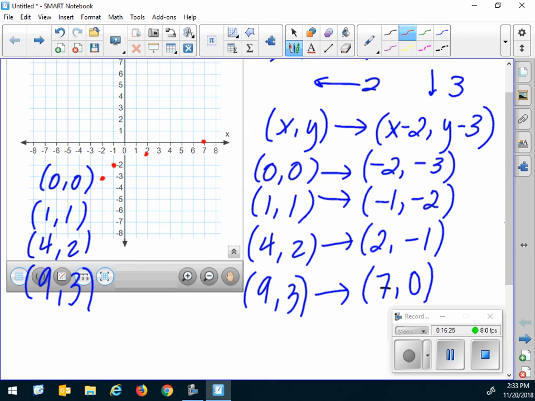I'm going to ask you a question. How do I know which point to start with? How do I know if I start with this point right here or if I start with this point right here? I always start with the one that was at 0, 0. So I'm going to start with that one, the -2, -3. And there's your graph.